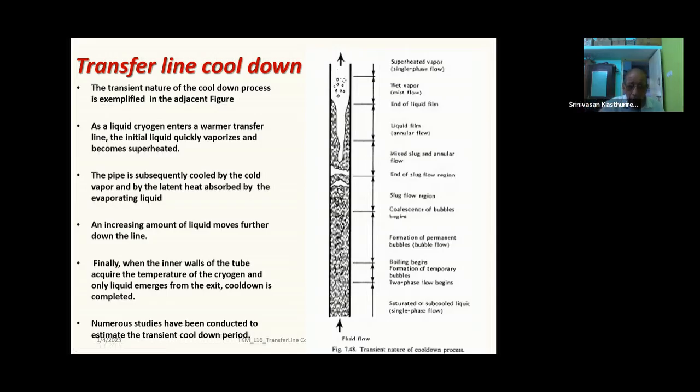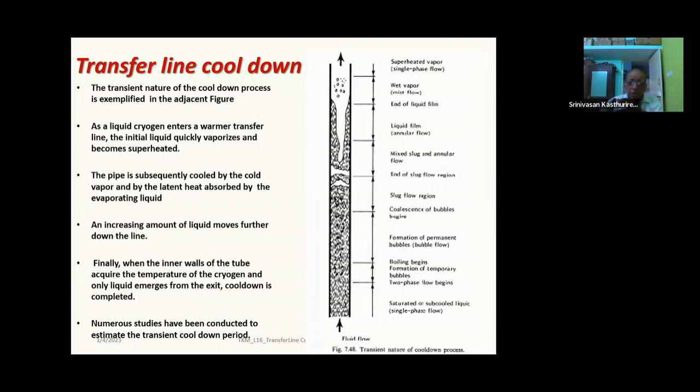So what you can see here is as the liquid starts moving upwards, it goes from the total liquid state to total vapor state at the other end. Gradually this keeps on proceeding further like this. And at the other end, you will get the stream of liquid and vapor.